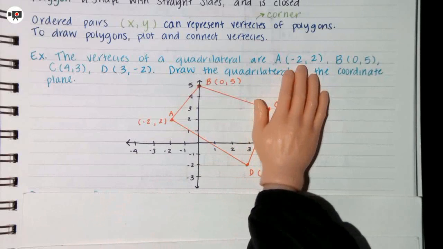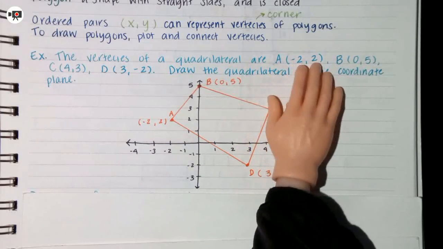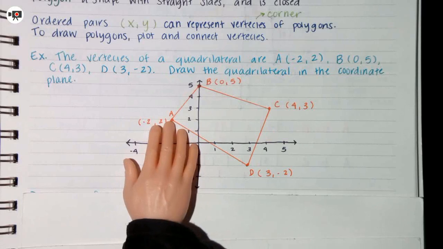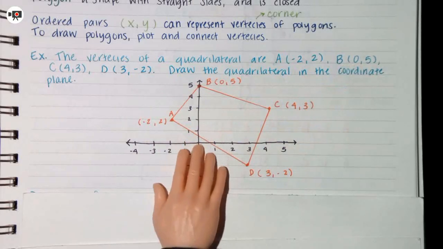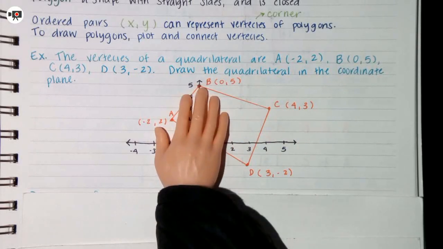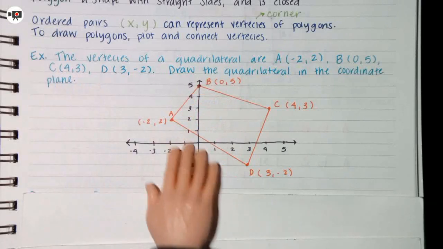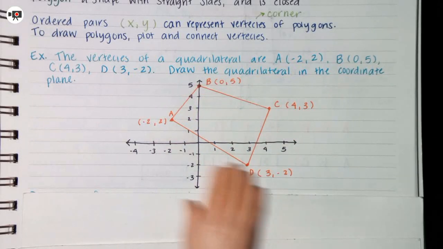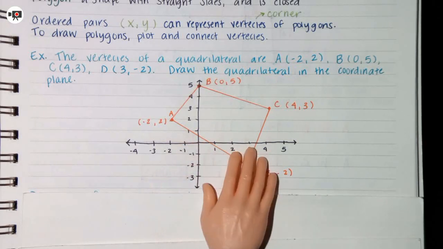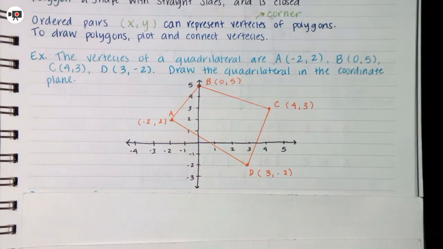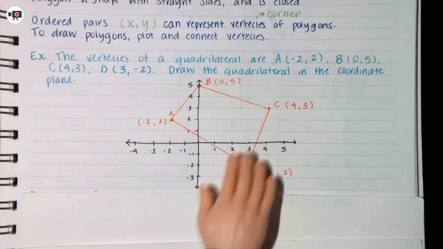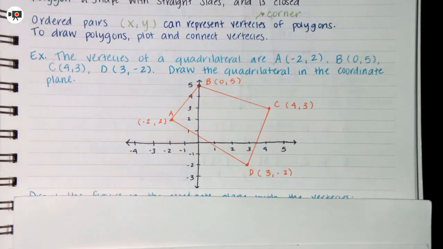A would be -2, 2. So since this is x and this is y, we're going to go to the left 2 and then up 2. B is 0, 5, so that's to the side 0, up to 5. C is 4, 3, so that's to the right 4, up 3. And D is 3, -2, so that's to the right to 3 and down to -2. And then we just connect around the edges, and we see here we have a four-sided figure, which is a quadrilateral.